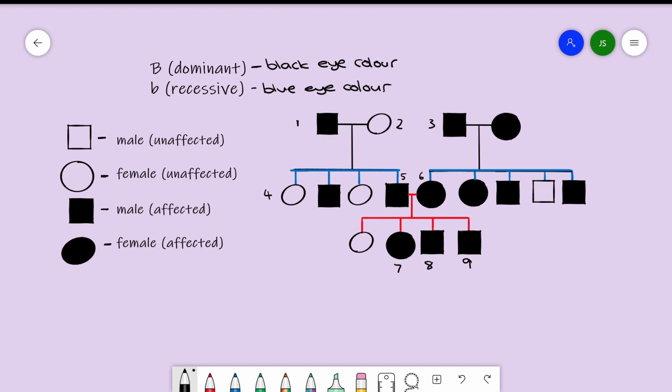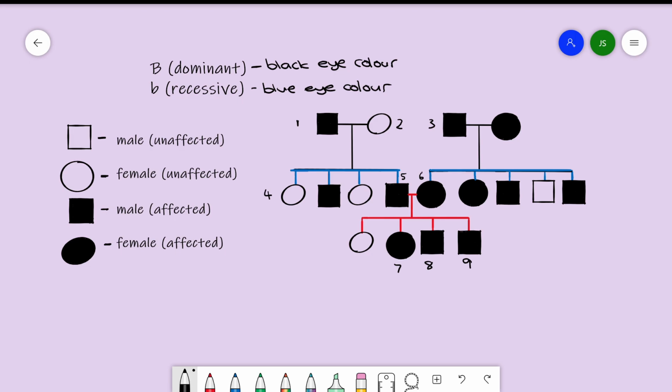An easy way to remember it is the capital letters are bigger, larger, more dominant, and those will be the ones that are present and show up in the trait or the phenotype. In this example, we're using the dominant allele, capital B, to show black eye color and the recessive allele, small b, to show blue eye color.